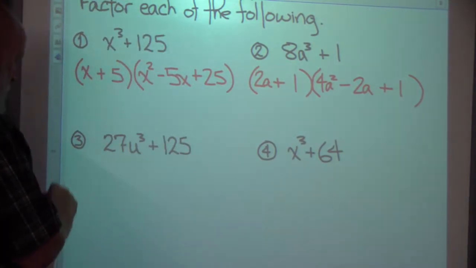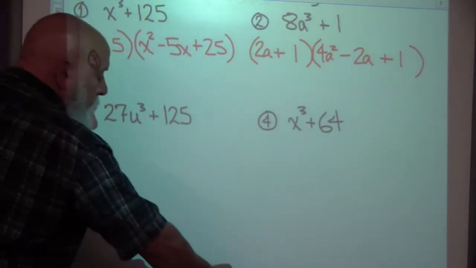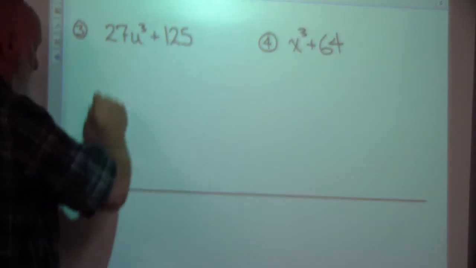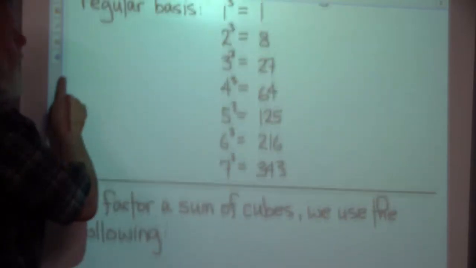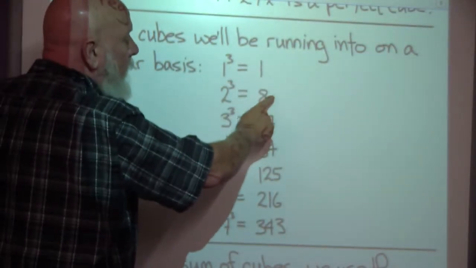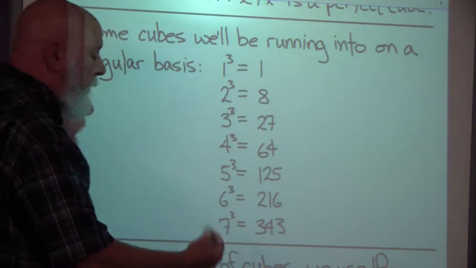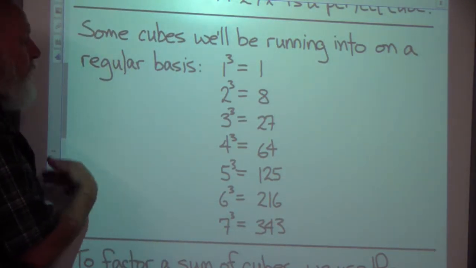Okay, here's another sum of two cubes. 27, as I said, here are cubes you're going to run into a whole lot. 1, 8, 27, 64, 125, 216, 343. These are cubes that you run into all the time.